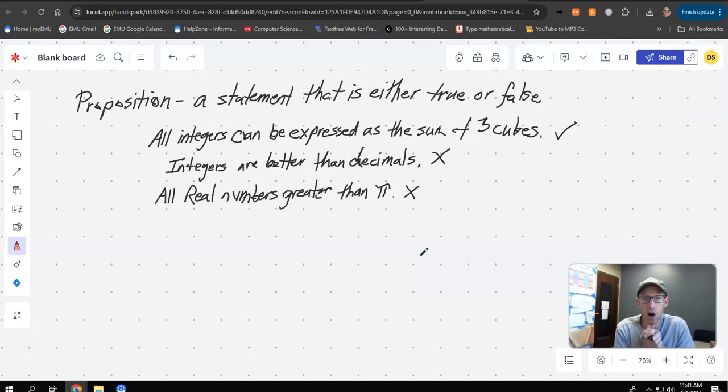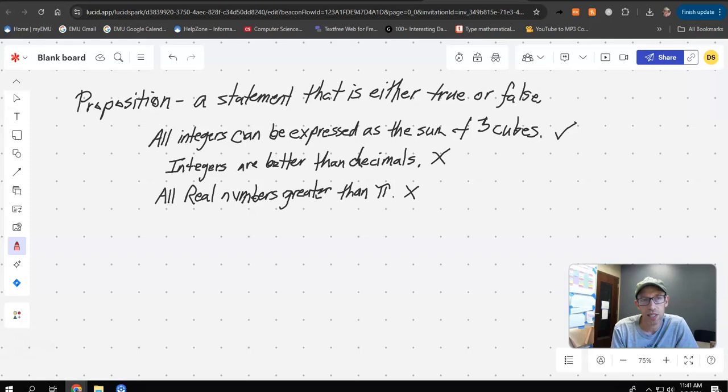If we'd say all real numbers greater than pi can be expressed in decimal form, sure, and that's actually true. Or all real numbers greater than pi are positive. That's also true. All real numbers greater than pi are divisible by 2. That's not correct. But all of those would be propositions because there's some kind of claim. It's talking about some set and then something about that set that's either true or false.